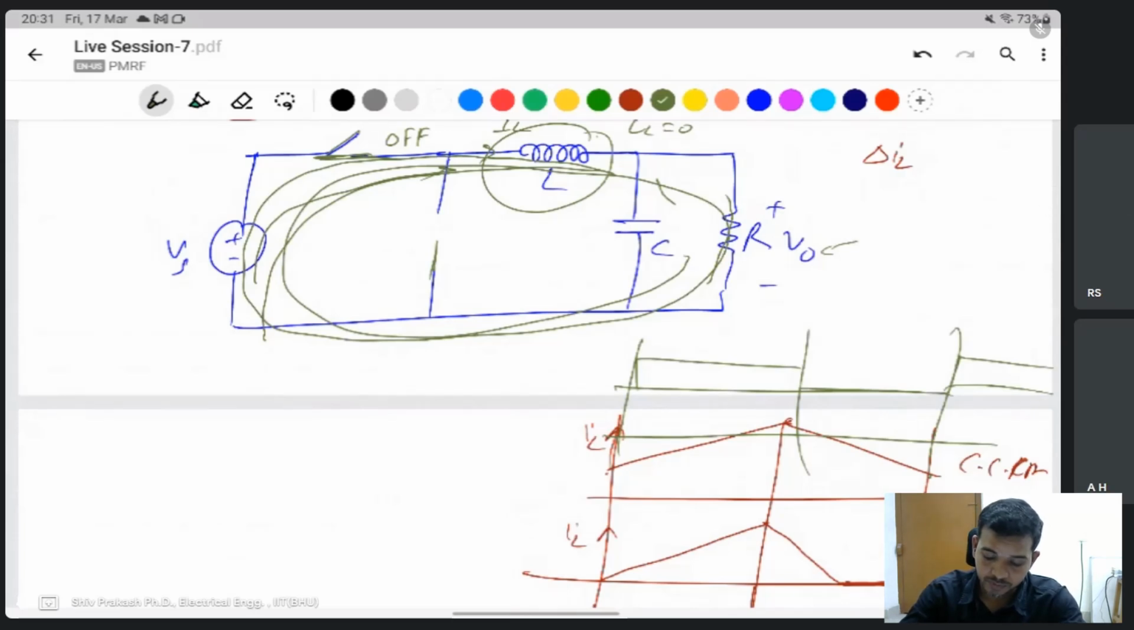Sir, in simulation, will it be seen? Yeah, you can, but I have not done the simulation. You can simulate it on your own in MATLAB. If you want, next session I will use it.